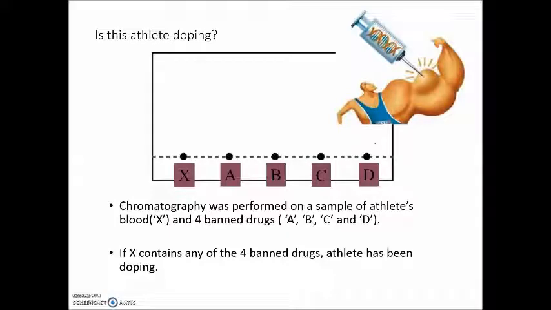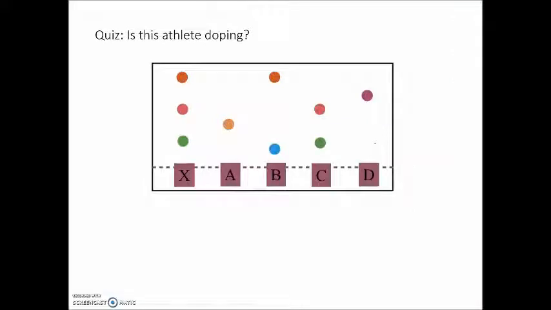Now, another quiz. Let's say we have an athlete that is doping. You know that many athletes are found to be doping, especially before major competitions or the Olympics. So let's say we want to find out whether this athlete has been doping, and we take a sample of his blood at X and we put it on a chromatogram together with A, B, and C of the banned drugs. These are the results. Can you tell if this athlete is doping?